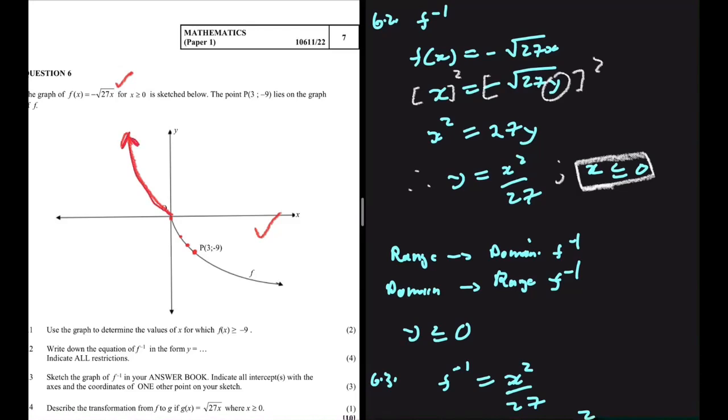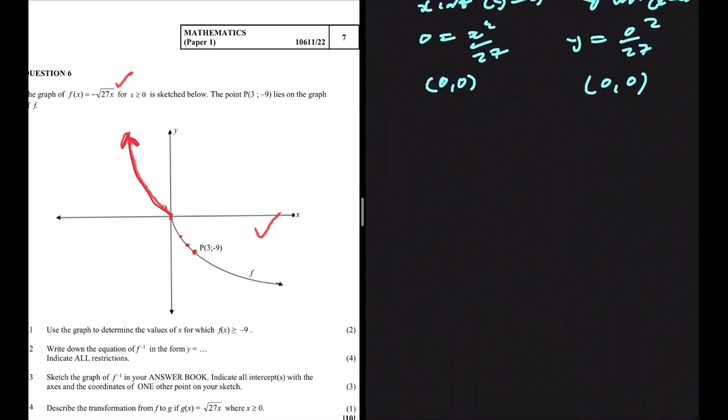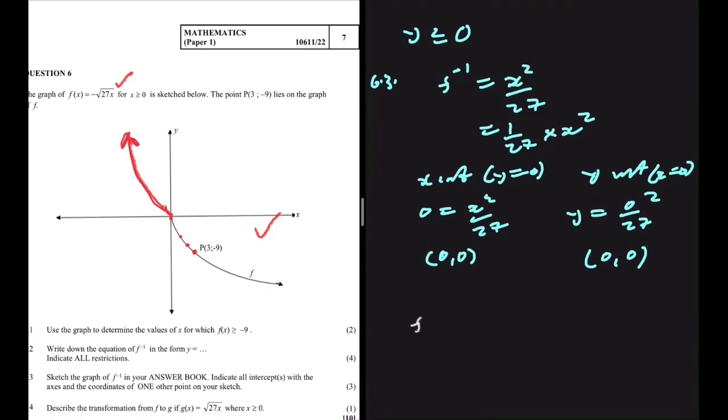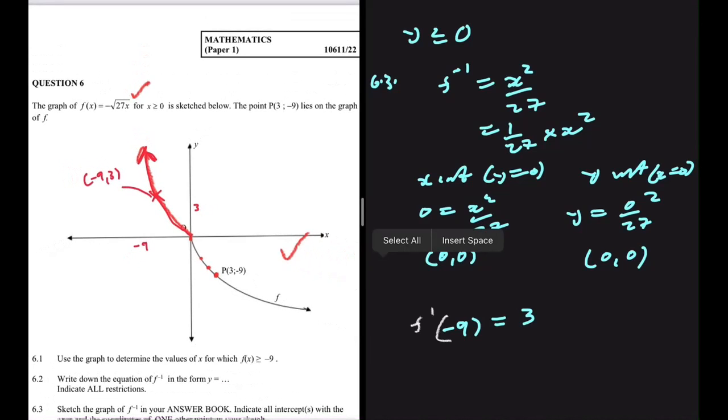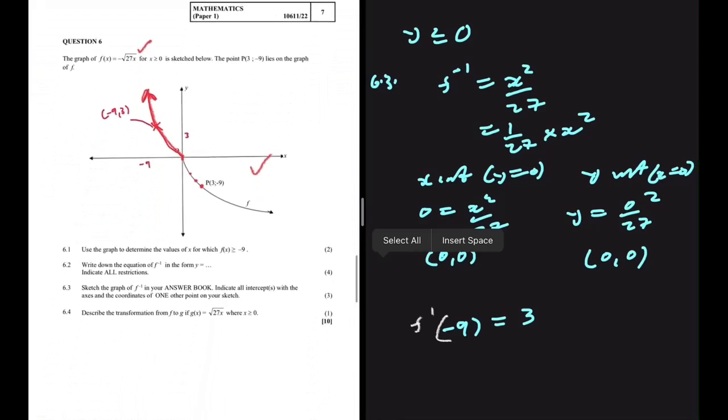What is left is for us to include one other point. So you just take a point and you substitute it into f inverse. You just substitute any point. If we substitute minus 9, the answer we're going to get is going to be positive 3. So we have a point somewhere here of (-9; 3), right? We have a coordinate here of (-9; 3). And just like that, I think we are done with 6.3. Let's look at 6.4.